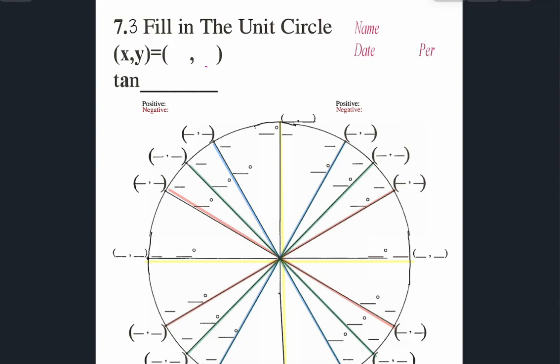So the first thing I want you to do is let's fill in this top area right here. Now, yesterday, or whenever we had done 7-3, the 7-3 part A, we had learned that the cosine was x over r, and that the sine was y over r. But the unit circle is called a unit circle because the radius is exactly 1 unit long. So the circle that you see here has an exact radius of 1.